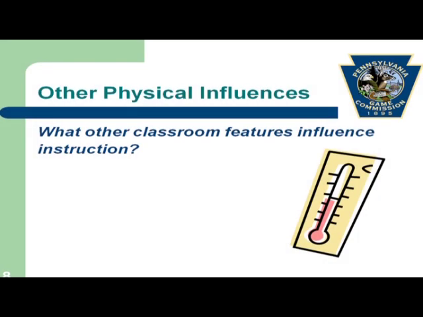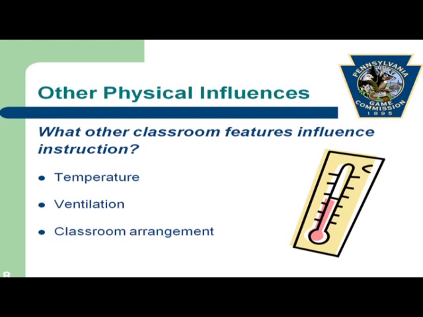What are some other classroom features that influence instruction? Temperature and humidity. Research suggests that students are most alert when rooms are in the low 70s. Humidity may affect the comfort level of students as well. The ventilation in the classroom. Classrooms need to be well ventilated. And the arrangement of the classroom itself. This influences communication between instructors and the students.